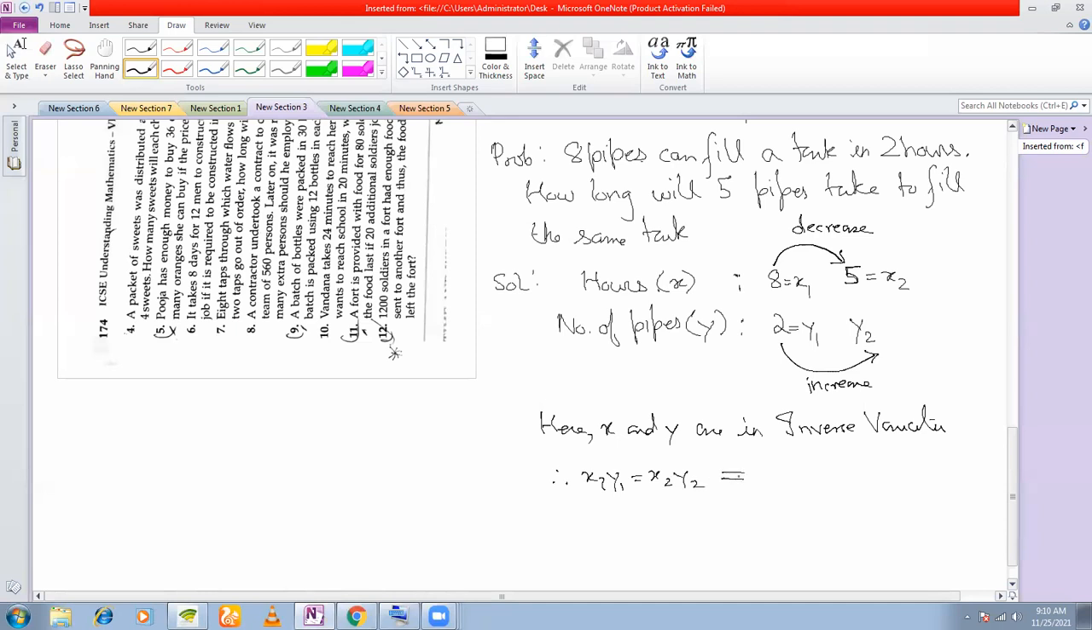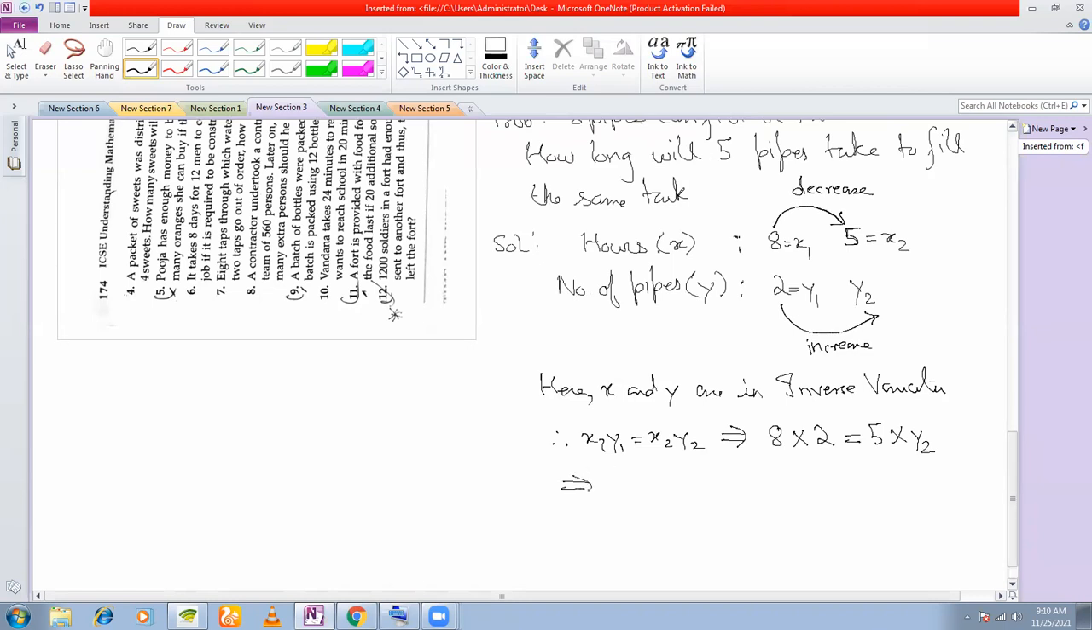Now from here you can find out, just put the values. X1 is 8, Y1 is 2, X2 is 5, and you need to find out Y2. So that means 5 into Y2 is equal to 8 into 2. Now divide both sides by 5. You get 8 into 2 divided by 5, which is equal to 16 by 5.